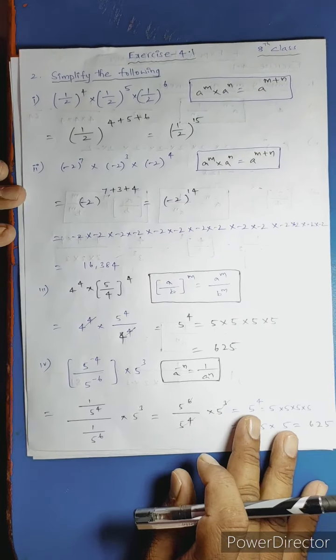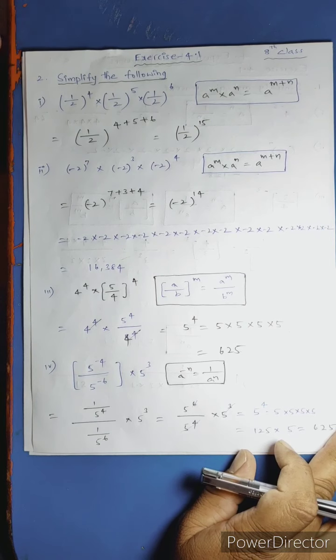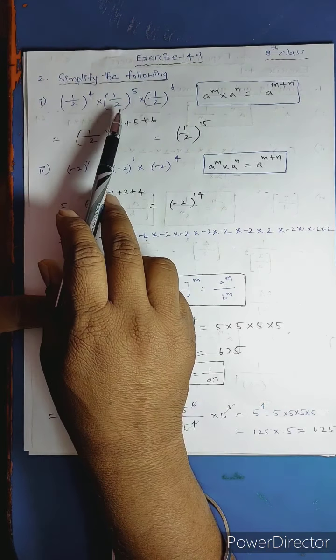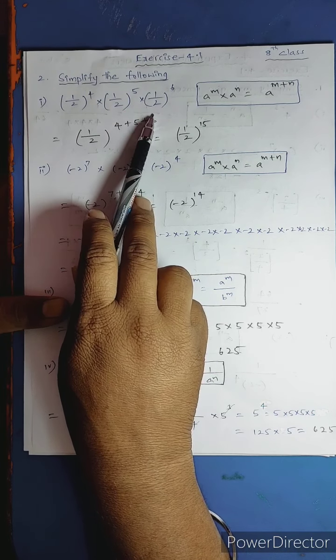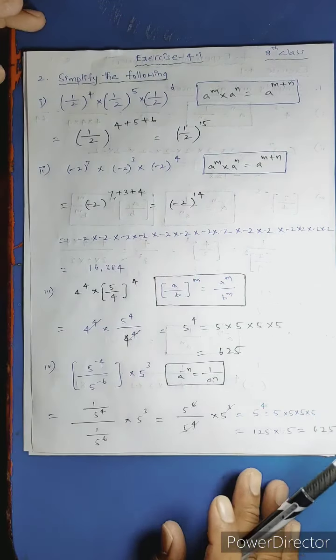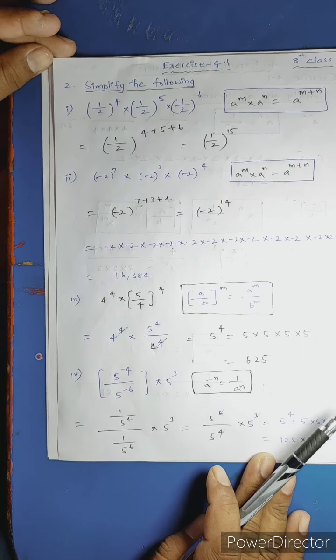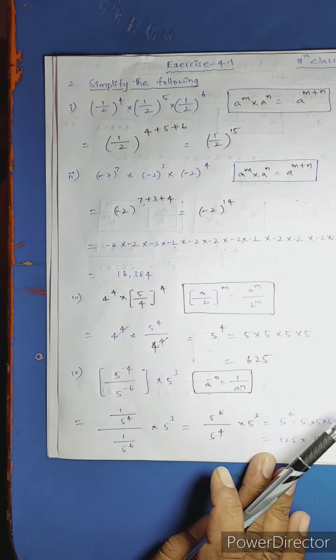Now second section, first problem, simplify the following. First problem, 1 by 2 whole power of 4, 1 by 2 whole power of 5, 1 by 2 whole power of 6. See, all the bases here are 1 by 2. Means all bases are equal and they are in a multiplication. So we can add the exponents directly.